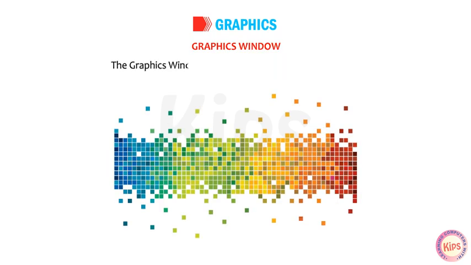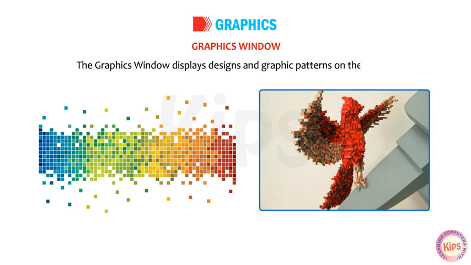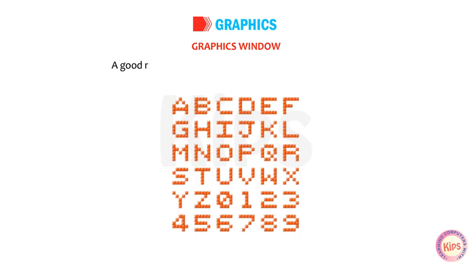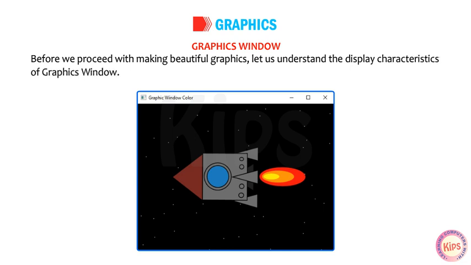Graphics window. The graphics window is made up of tiny dots called pixels. The combination of more than one pixel together makes an image. The graphics window displays designs and graphic patterns on the screen. A good number of pixels assure better display of graphics. Before we proceed with making beautiful graphics, let us understand the display characteristics of the graphics window.